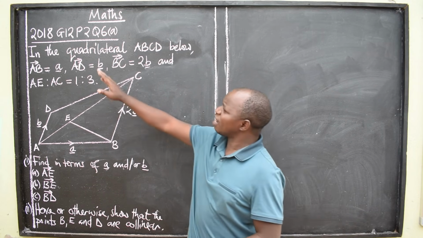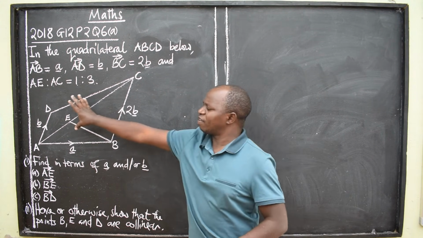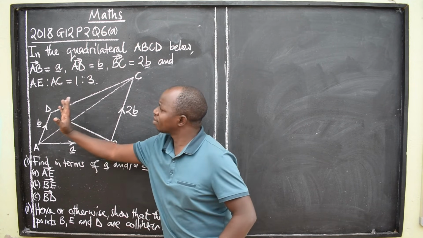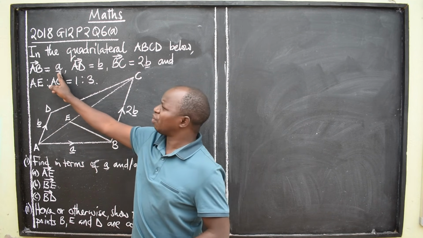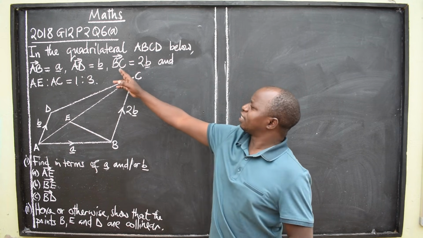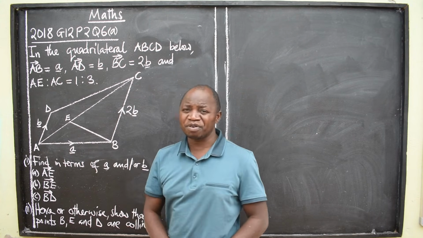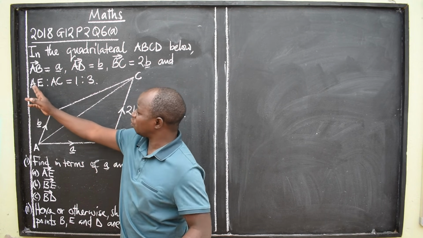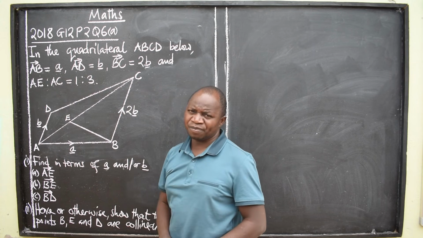The question: in the quadrilateral ABCD below, so we have a four-sided shape here, a quad. We have A, B, C, D, in which the vector AB is equal to A, vector AD is equal to B, vector BC is equal to 2B, and the ratio has also been provided, that is AE to AC is equal to 1 to 3, okay?